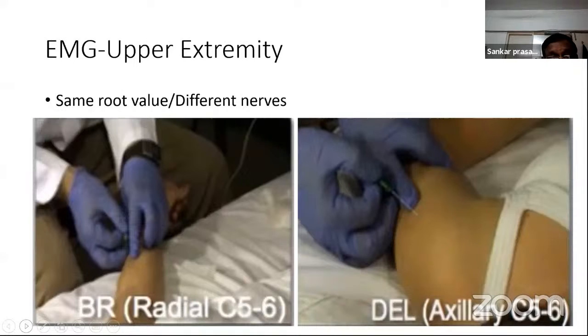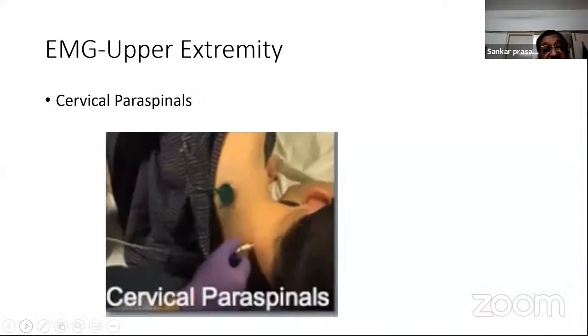But one thing is sure, by doing ulnar, median and radial nerve conduction studies, we are not assessing C5, C6 and C7. So EMG, if there is a CMAP abnormality, EMG is a must. And then if you suspect there is a root pathology, this is the cervical paraspinal EMG which you have to do, and try and look for insertional activity which is abnormal.